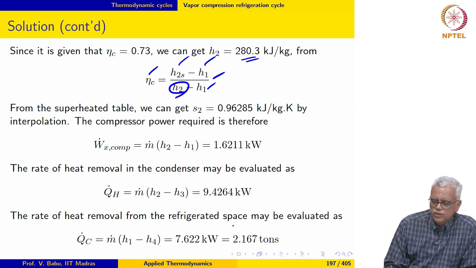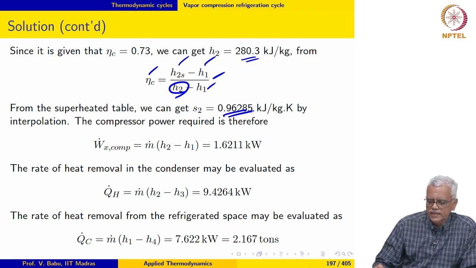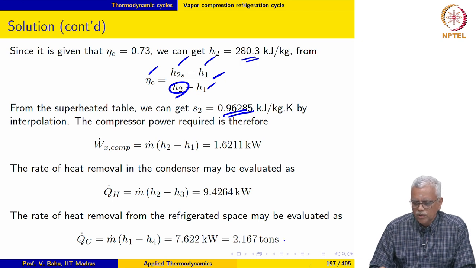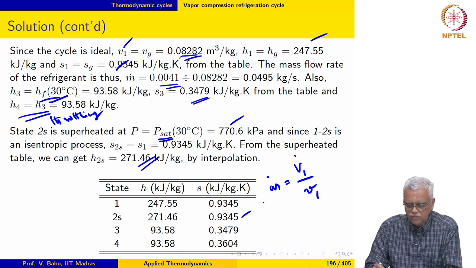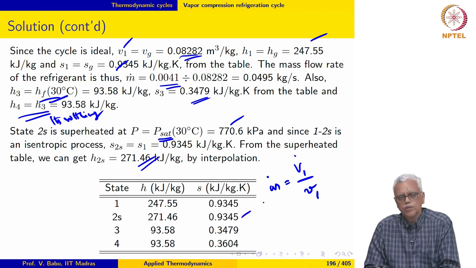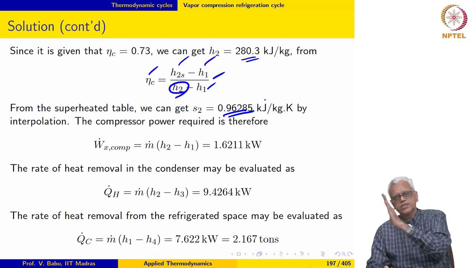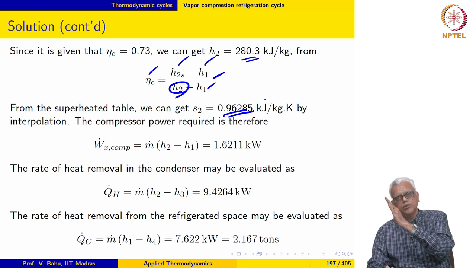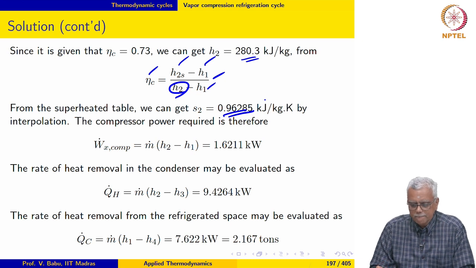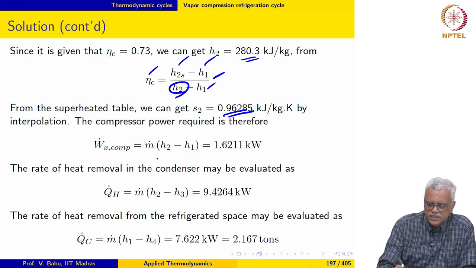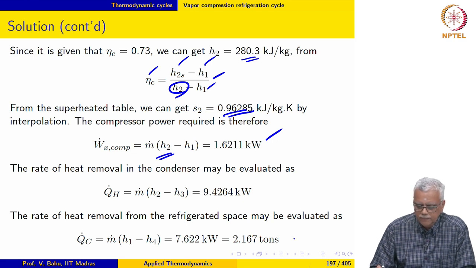And using this value of the specific enthalpy and the pressure, we may interpolate and get S2 to be 0.96285. Notice that this is more than the value for S2S. S2S is 0.9345. So, S2 is equal to 0.96. So, the state at the exit of the compressor lies to the right of state 2S. So, from steady flow energy equation, we may get the compressor power to be 1.6211 kilowatts.